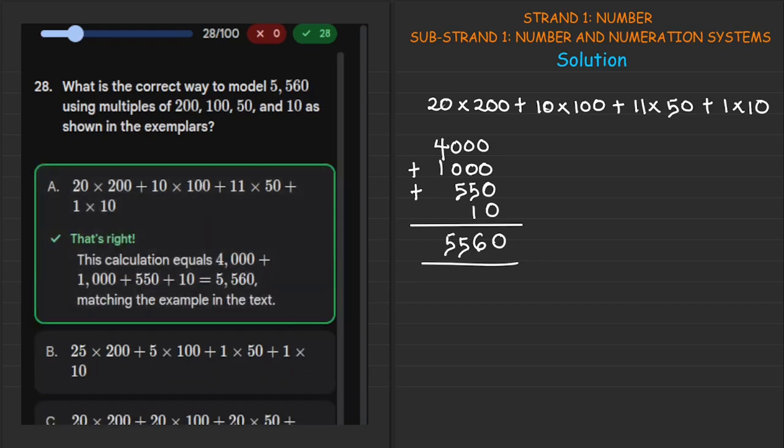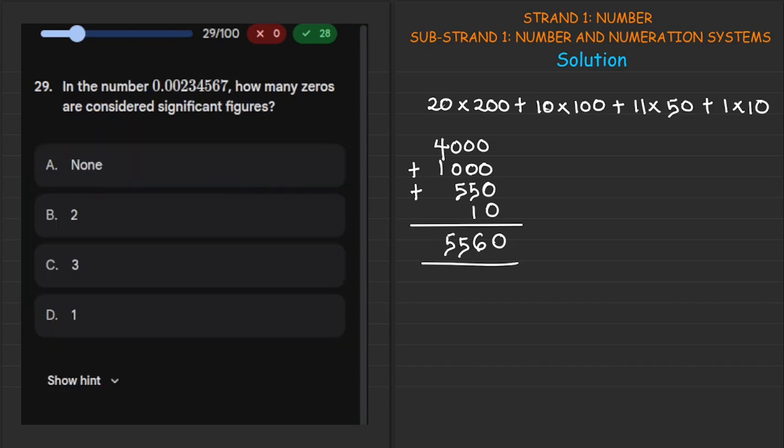So we choose our A, because when we evaluate it, we are able to match the question that was given us. Question number 29. It says, in this number, how many zeros are considered significant? Looking at the number, 0.0027357, how many of the zeros are considered significant?